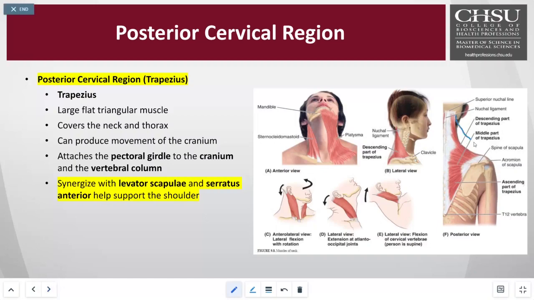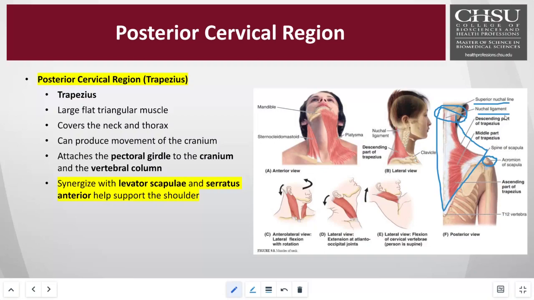You can see it's a triangular shaped muscle, kind of a diamond triangular shape. This is only one side. It touches the acromial process of the scapula and also touches the base of the skull, more specifically at the superior nuchal line. Okay, so this is same thing where you have the nuchal ligament that allows you to raise your head. So there's a lot of sites attached to the base of that skull, right at the occipital region.